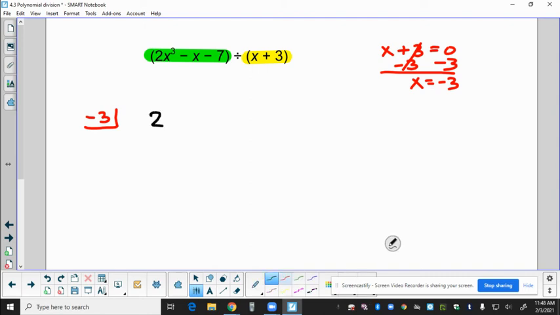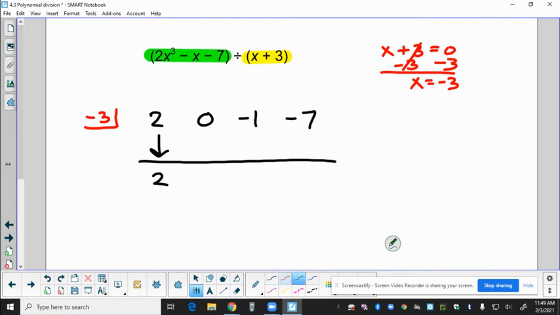I see a 2x cubed. Do you see an x squared term? I don't either. X term, coefficient's -1, the constant's -7. Everybody got that? So I put that 0 in there. Everybody drop down the first coefficient. Leave a little space in there to do some calculations. Remember the next step? Multiply those two numbers. What do you get? Get -6.